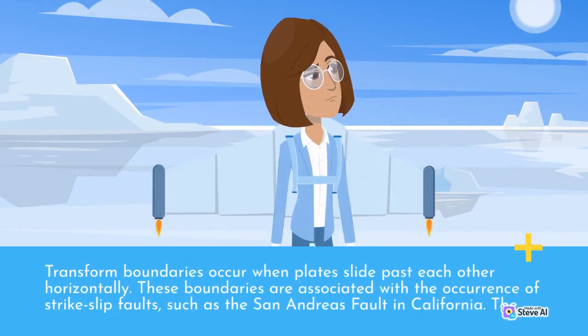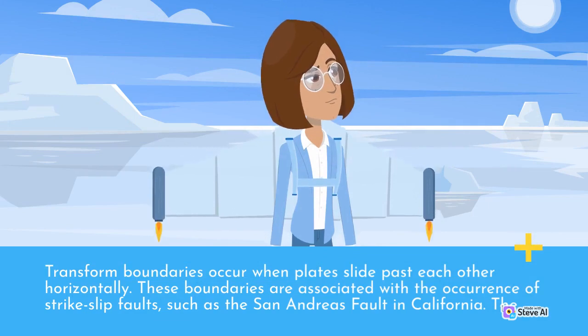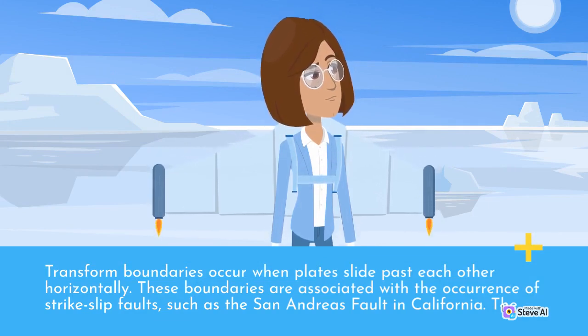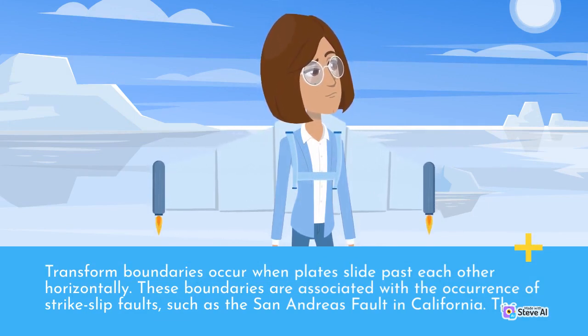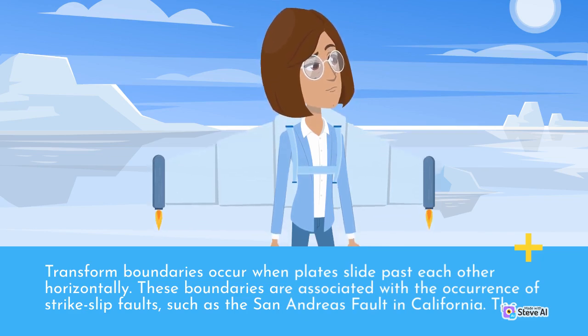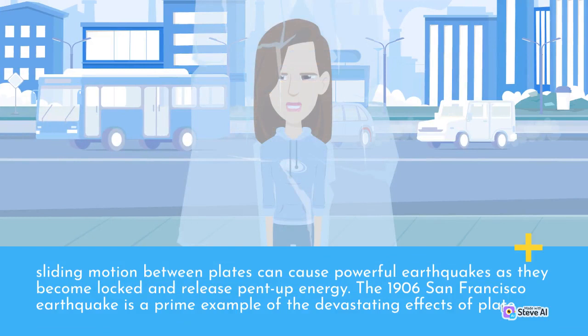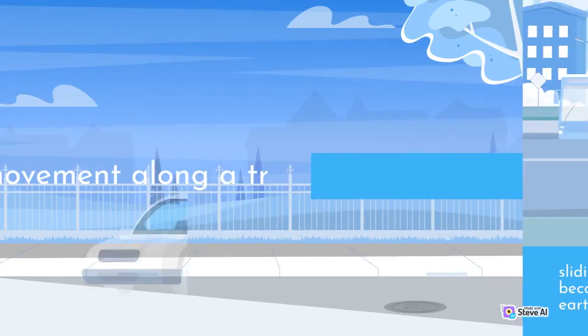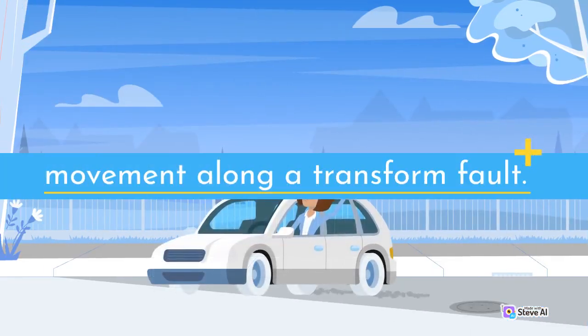Transform boundaries occur when plates slide past each other horizontally. These boundaries are associated with the occurrence of strike-slip faults, such as the San Andreas Fault in California. The sliding motion between plates can cause powerful earthquakes as they become locked and release pent-up energy. The 1906 San Francisco earthquake is a prime example of the devastating effects of plate movement along a transform fault.